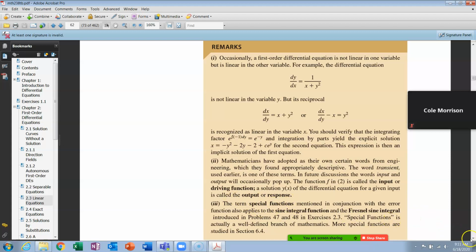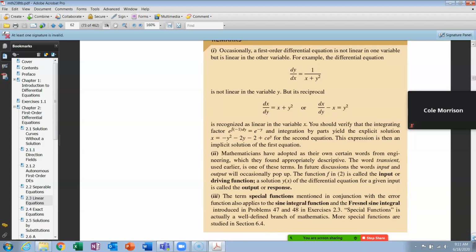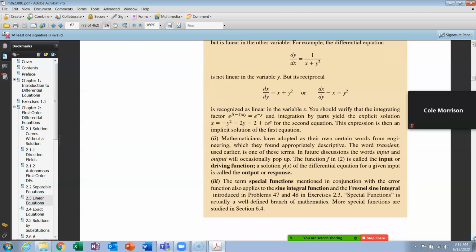There are some other special functions similar to the error function. One of these is the sine integral function, and then there's a related Fresnel sine integral function. Now, we're not going to do those in this course. They do at least mention them. I think there's going to be more on the next page, but we'll see.